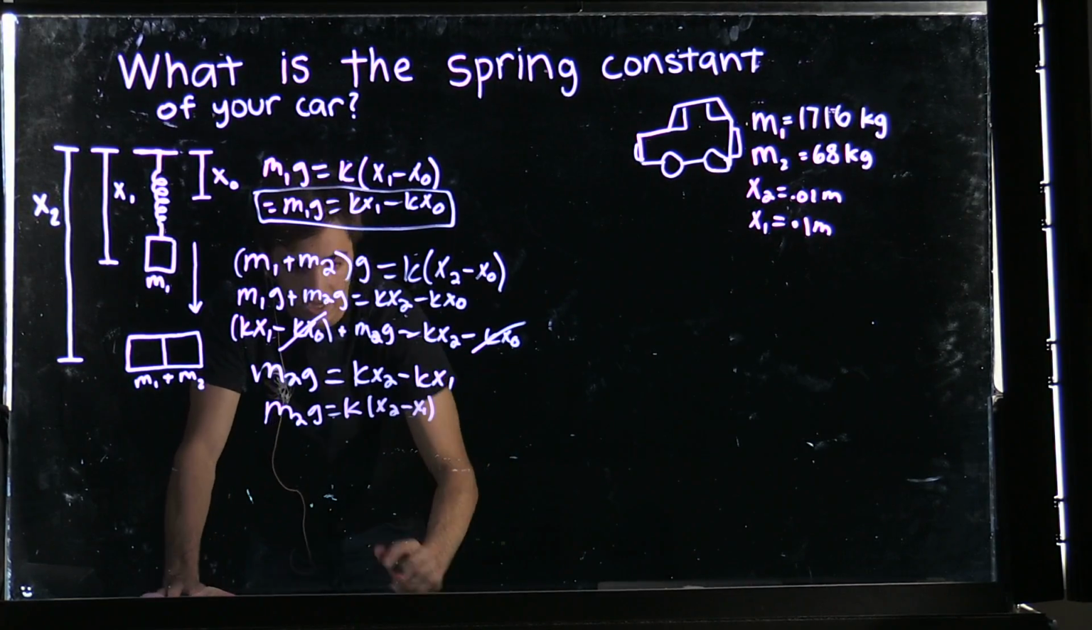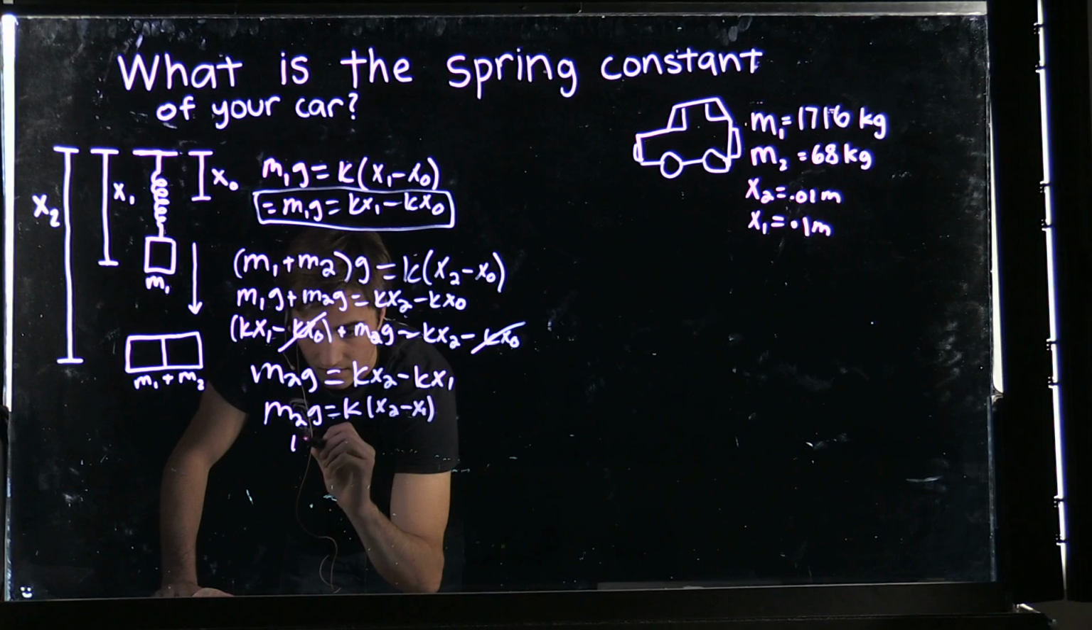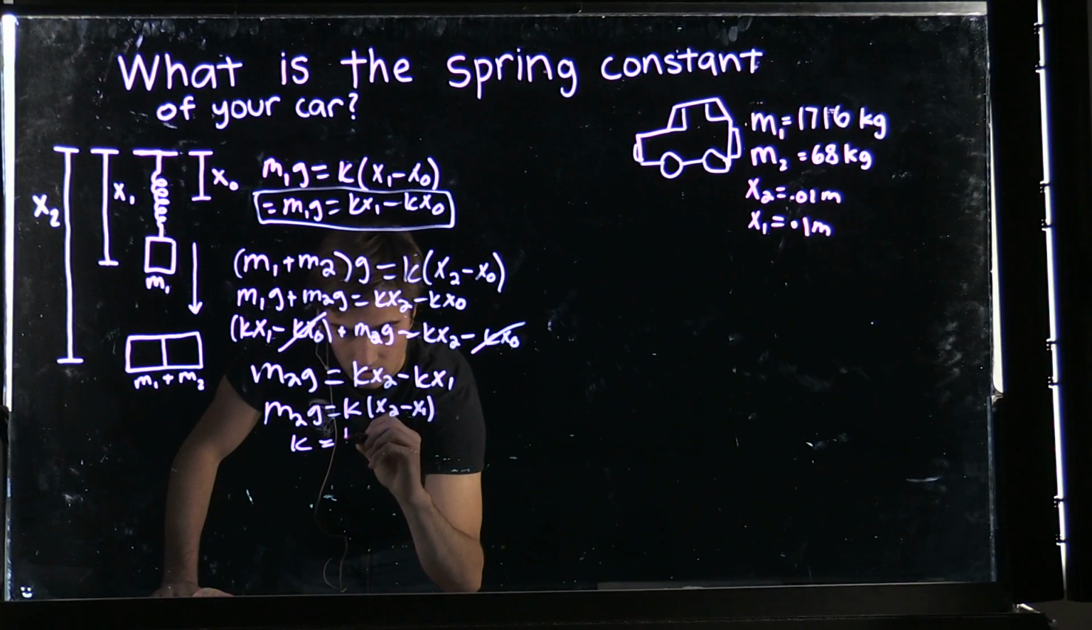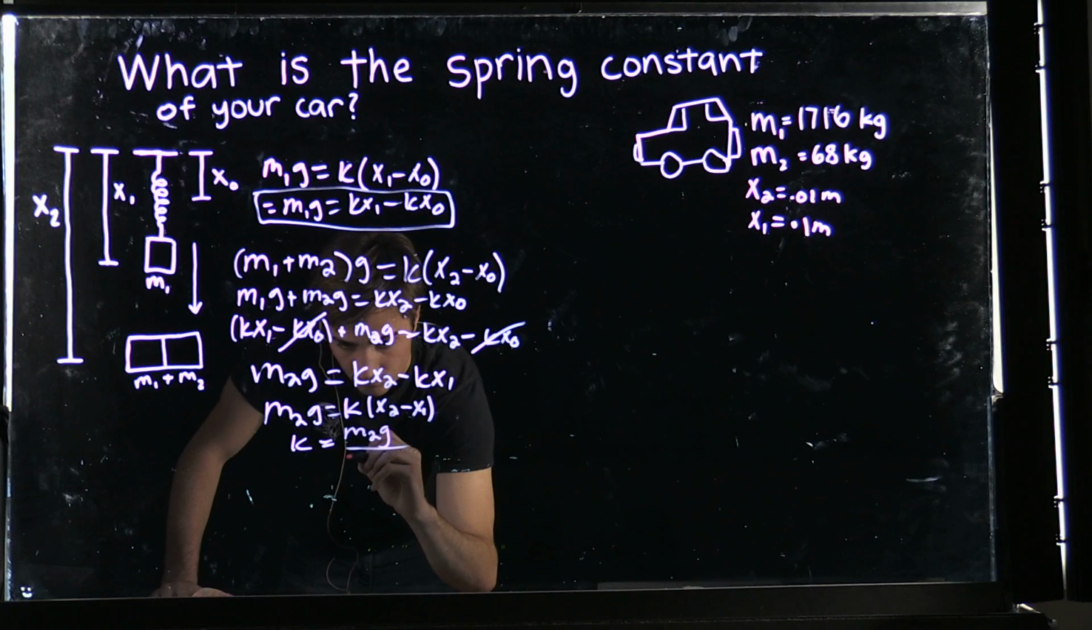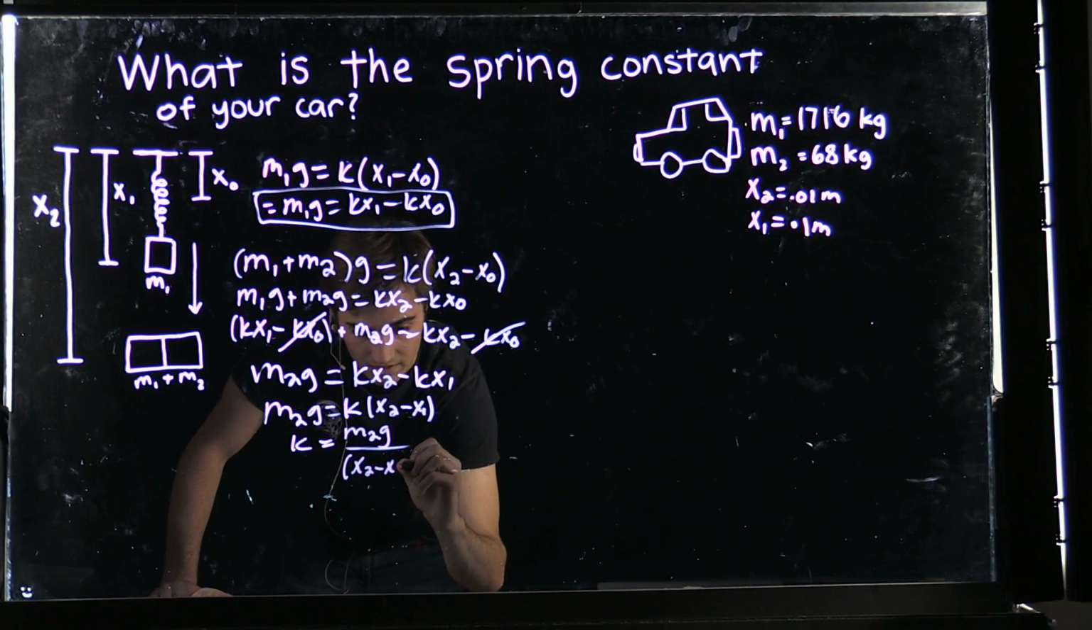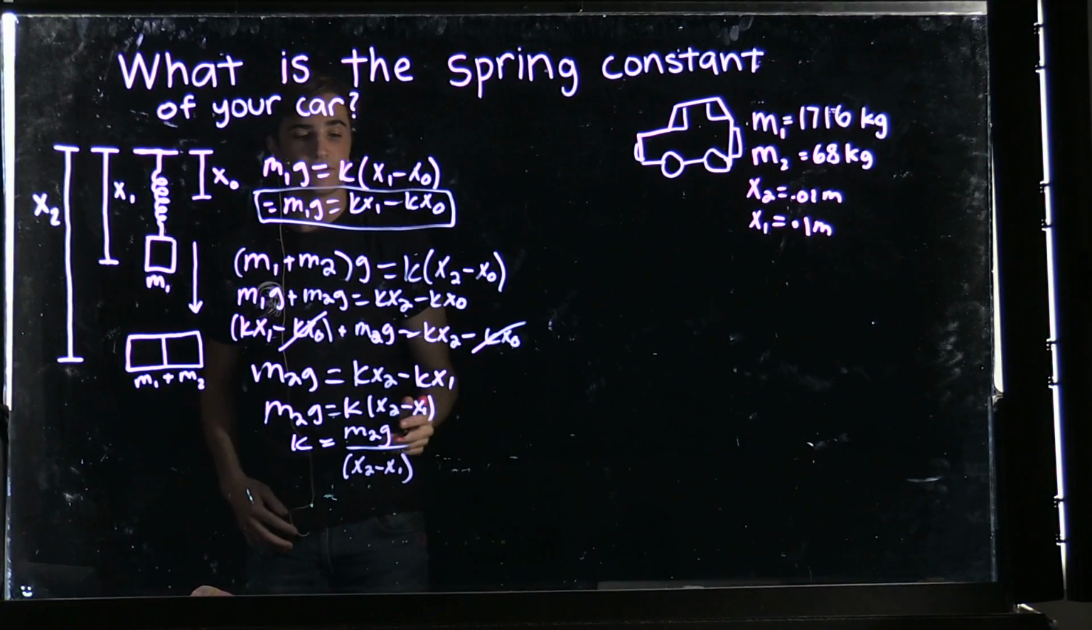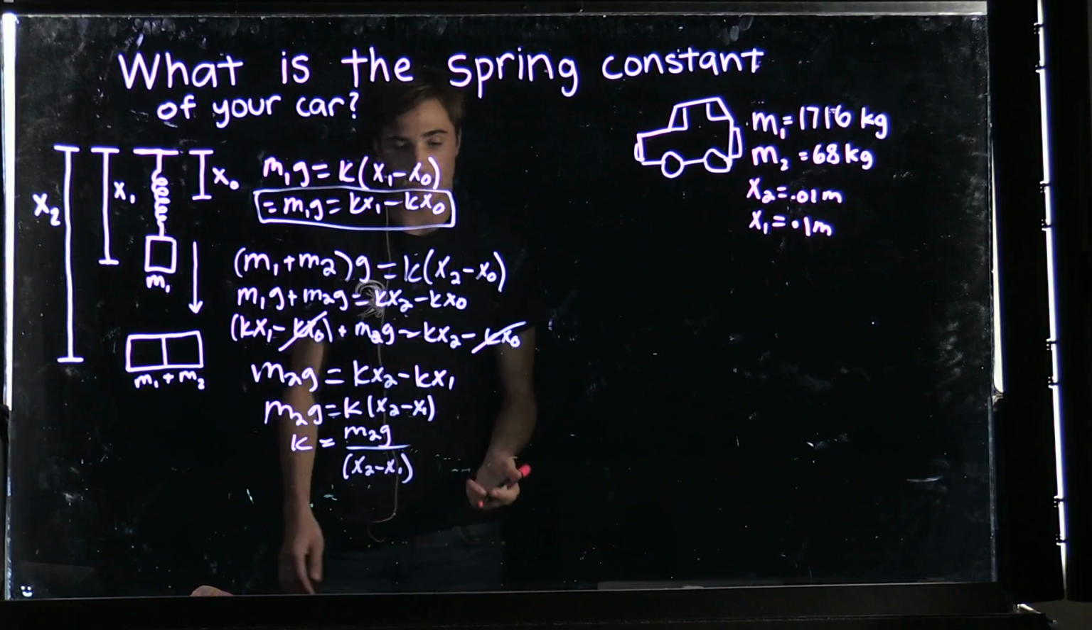And then when solving for k, we get k equals m2 g over (x2 minus x1). So then we never actually have to know the original length of the spring.